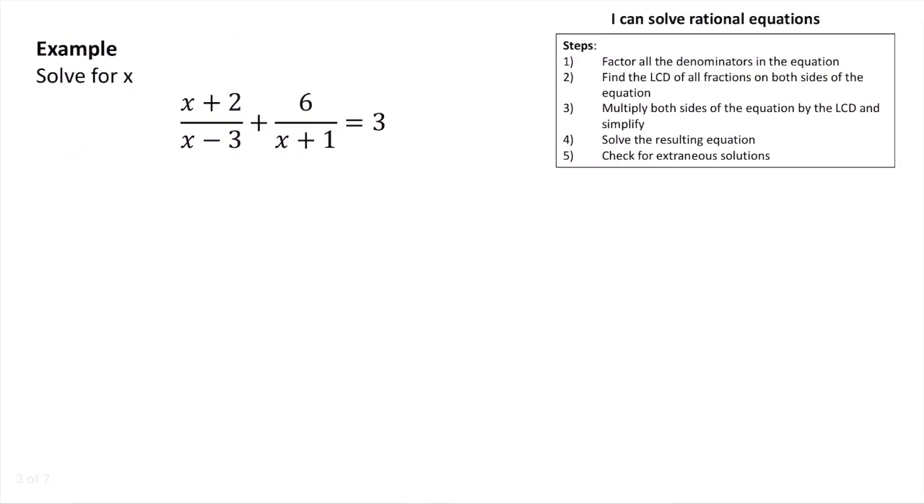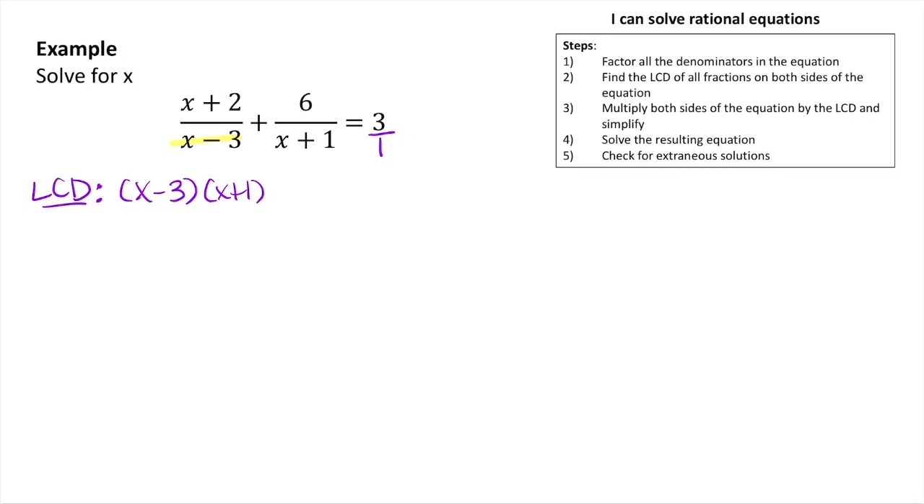Here, I'm going to think of all of these as fractions, so I'm going to put my 3 over 1. I don't need to factor any denominator because all of these denominators are prime. So I'm going to figure out the LCD. Remember, to do that, I take one denominator, my x minus 3, and then pick up all the other factors in the other denominators that I haven't written yet. So I need an x plus 1.